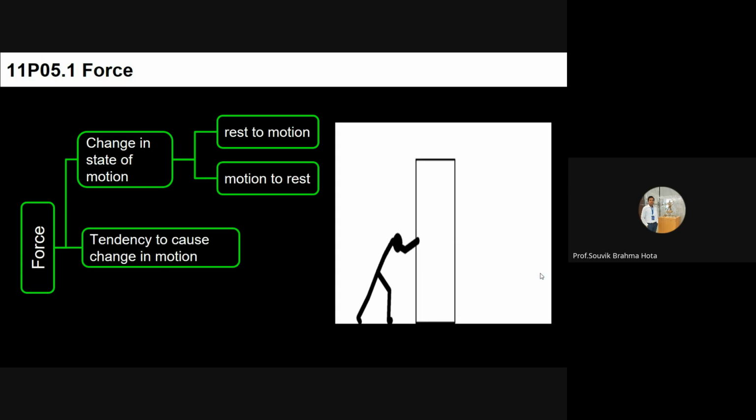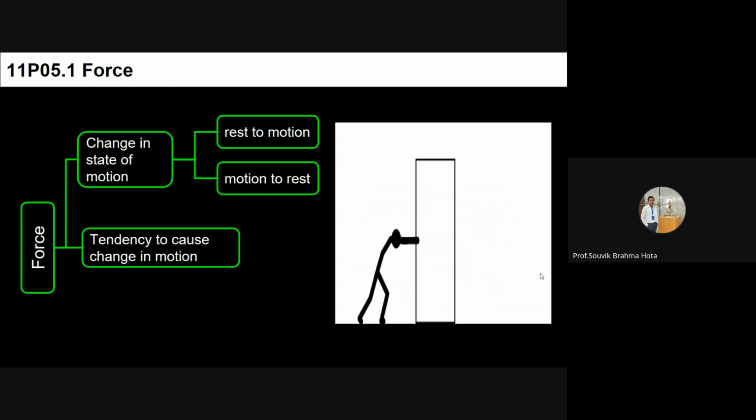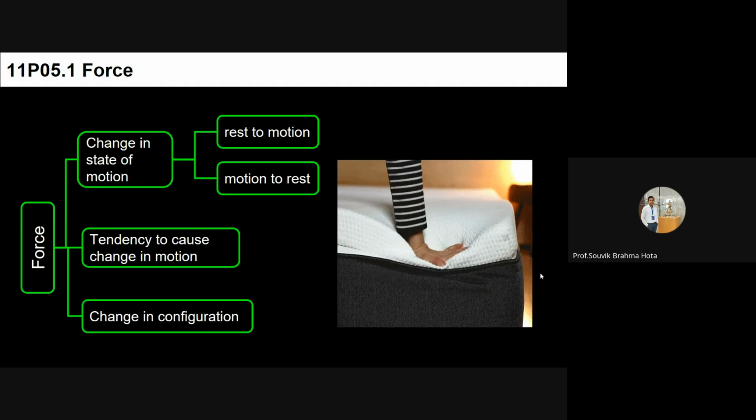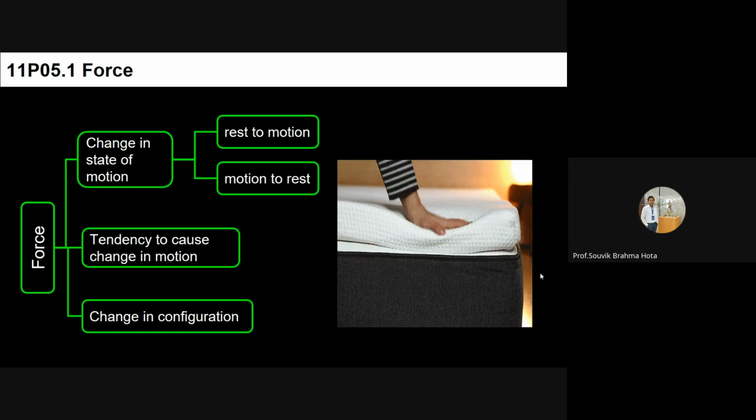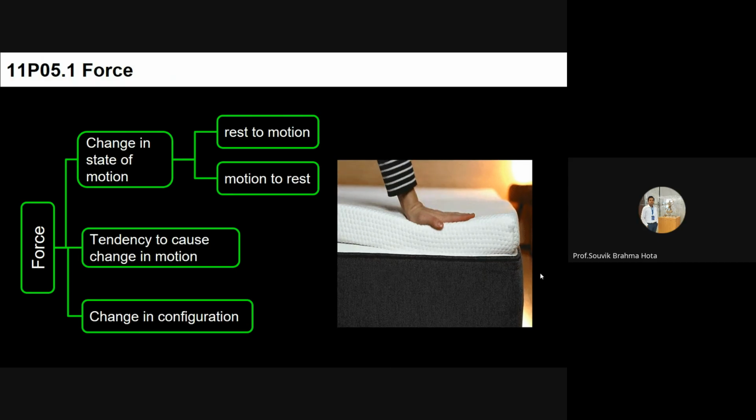See this thing, suppose an object is moving and you are applying force against it, so it goes from motion to rest condition. Then, tendency to cause change in motion. This person is pushing the wall, but the wall is not moving, but still force is being applied, so it has a tendency to cause change in motion. Change in configuration, you can see this mattress is pushed, and you can see this type of deformation. So this change in configuration will occur when you apply force.